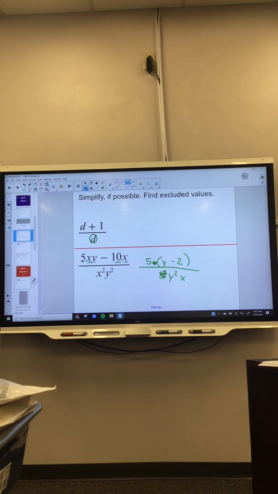What can x not be? What can y not be? Zero. It can't be zero for either of those, right? It would make the entire denominator zero.